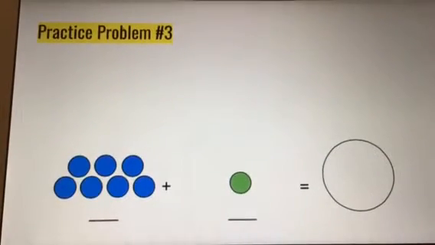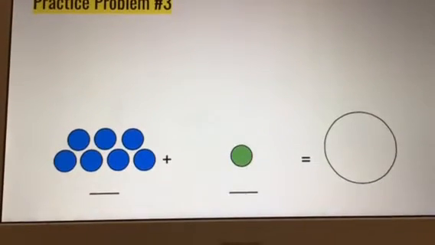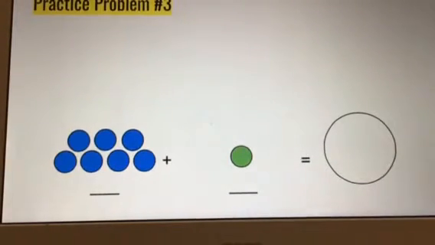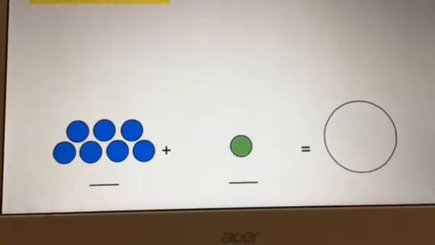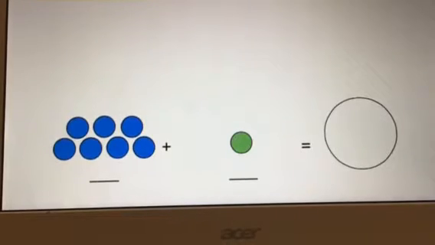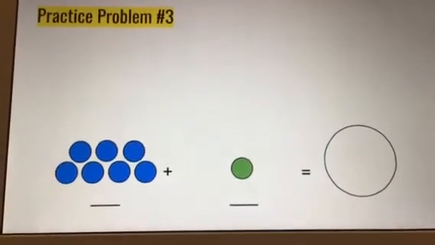This is the third practice problem. As the students can see, there are 7 blue circles and 1 green circle. So they will put the 7 underneath the blue circles and a 1 underneath the green circle, and that will be the total of 8.